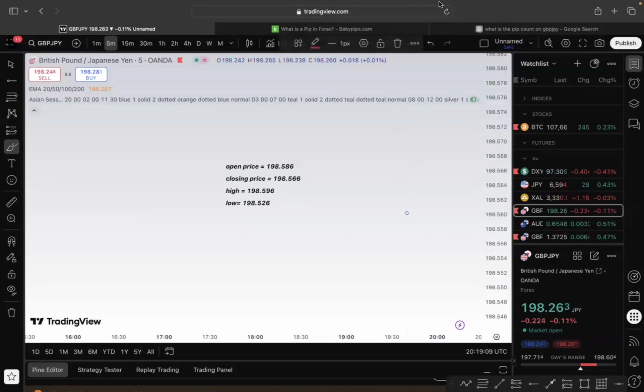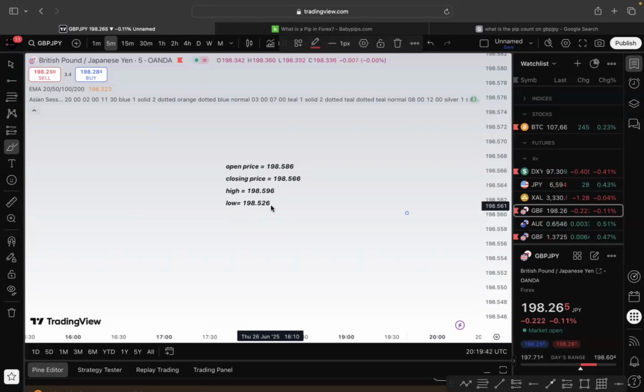Okay, so the difference will be 7. Because we are calculating our number of pips from the second decimal place, and price has dropped from 9 all the way down to 2, which means price has dropped from 198.596 to 198.526 by 7 pips. Okay, so that's how you can calculate the number of pips.